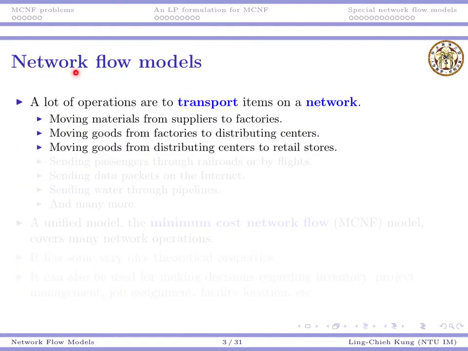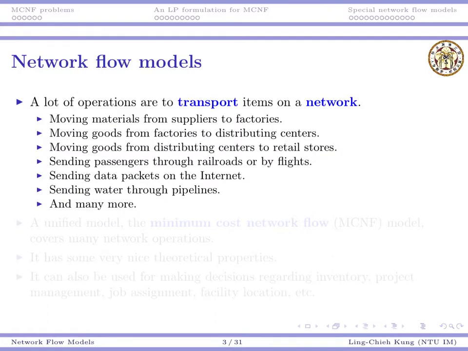So let's say some more about network flow models. In general, there are a lot of operations that transport items on a network. Some examples are here. For example, we may want to move raw materials from suppliers to factories. After we finish making goods, we may want to move goods from factories to distributing centers, and then from distributing centers to retail stores. And there are so many operations happening each day.